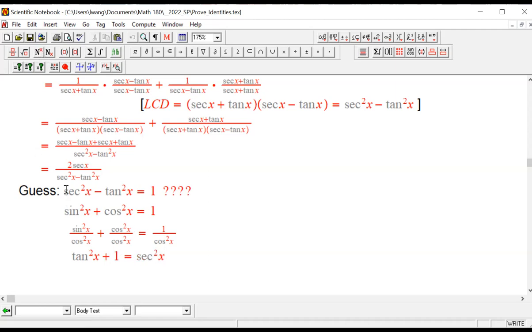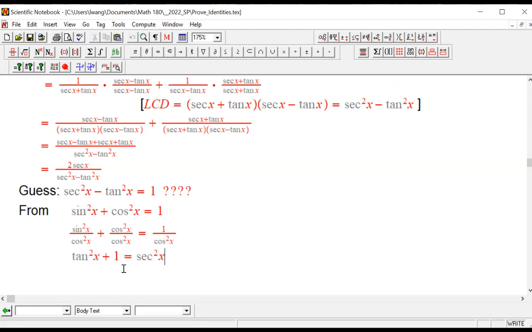Right? So now we have secant squared minus tangent squared. Some of you might remember this formula. If you remember this formula, it is even better. But if you don't, it's not a big deal. If you just remember this very basic identity, you can still derive it, if you just have the will to derive.